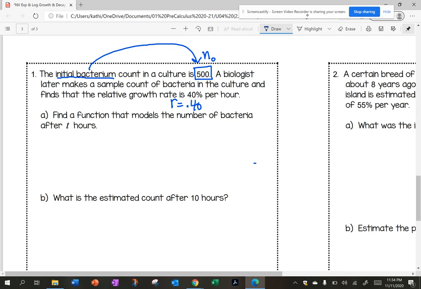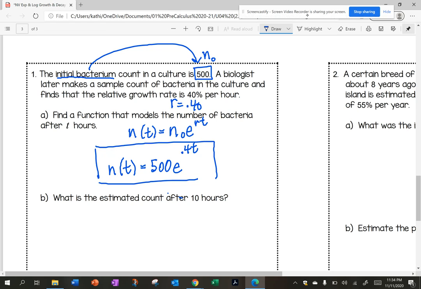So my model is N of t equals N sub 0 e raised to the power r times t. So substituting in, N of t equals 500 e to the 0.4t. Okay, next question. What is the estimated count after 10 hours?